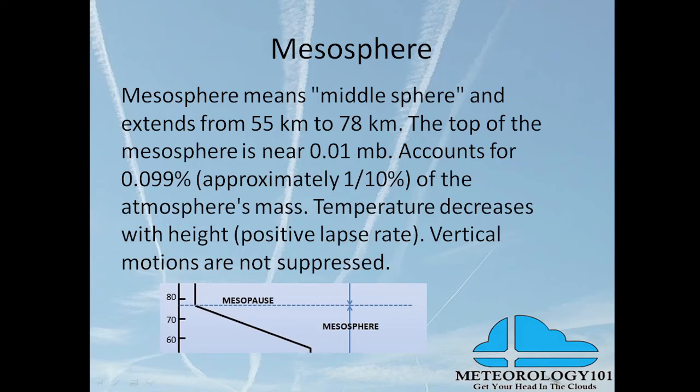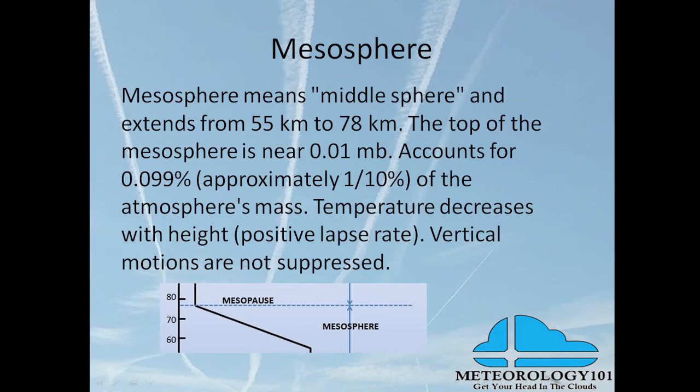We send balloons up to go through the atmosphere to get data. They don't even make it near this far. So it accounts for 0.099%, approximately 0.1% of the atmosphere's mass. So there's really nothing there. Temperature decreases with height, so it has a positive lapse rate, just like our atmosphere. And the vertical motions are not suppressed.